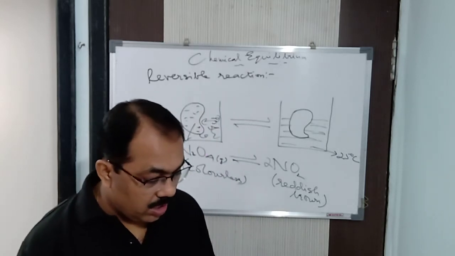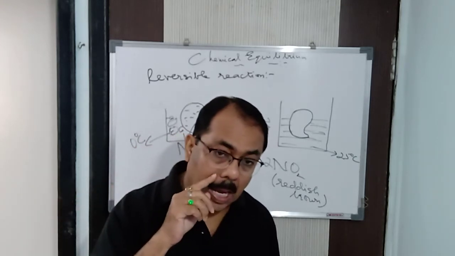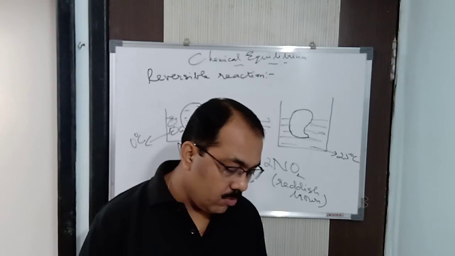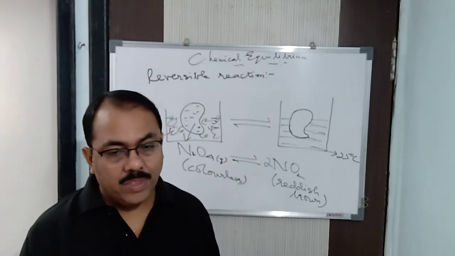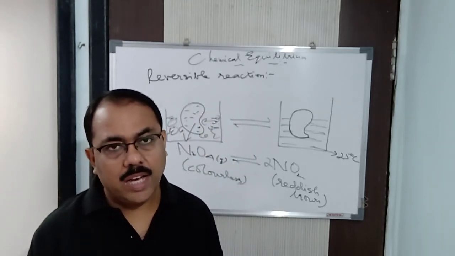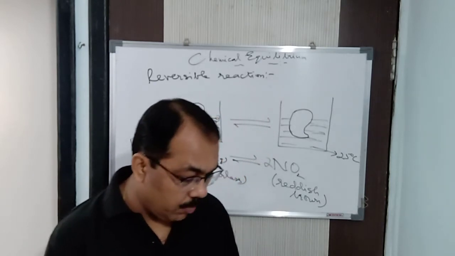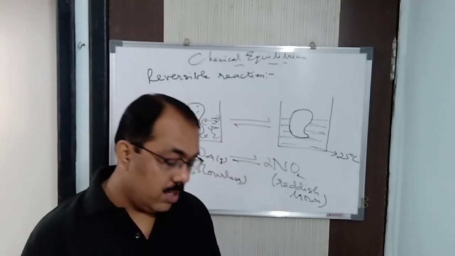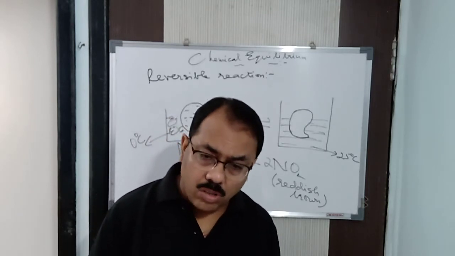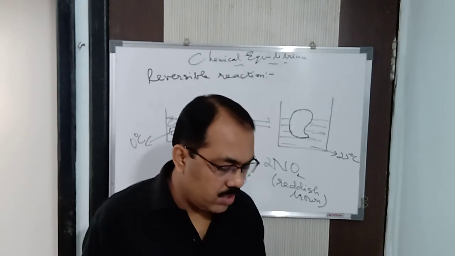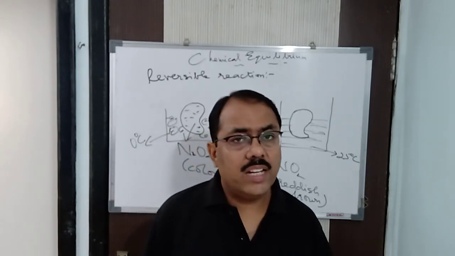The reaction between ferric salt and thiocyanate, SCN minus salt, to form reddish brown ferric thiocyanate complex is also an example of an equilibrium reaction. So in this way there are many reactions and processes by which we can say that the reaction has attained equilibrium.